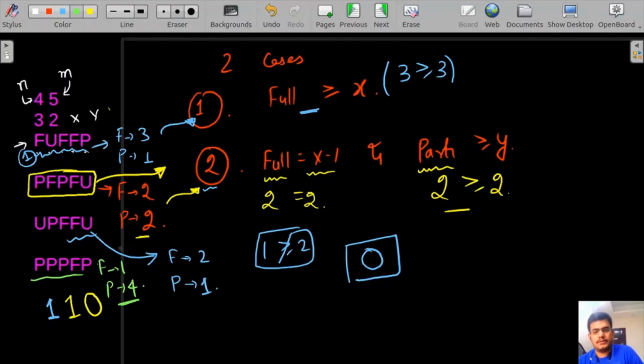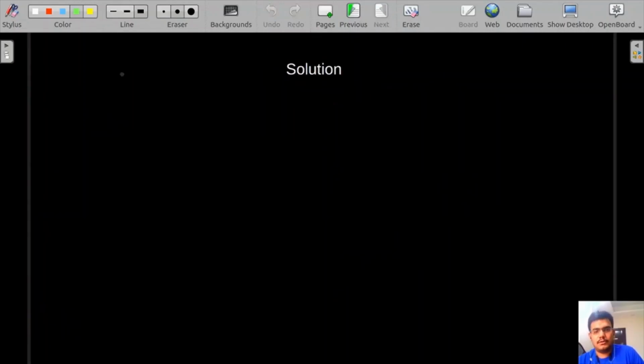So it also doesn't fall in any of these two categories. So he has failed. Now the final answer which is required to be reported has become 1100. So let us see the solution for this particular question.